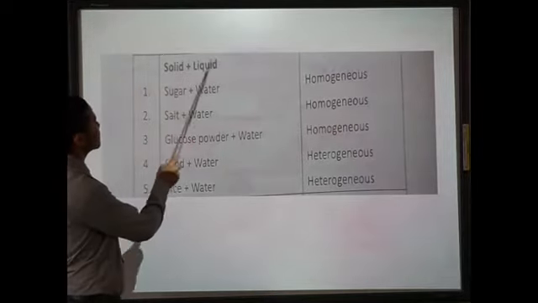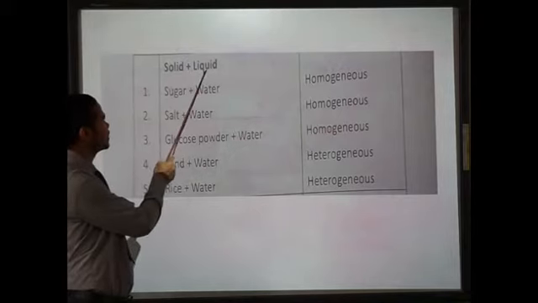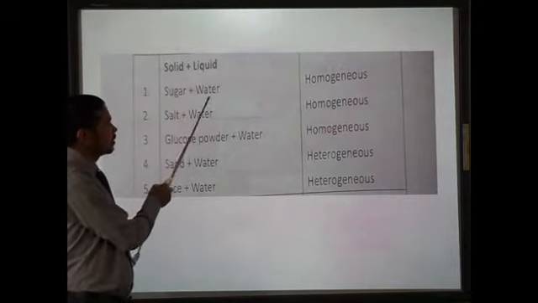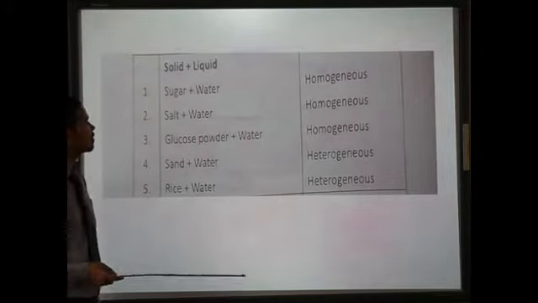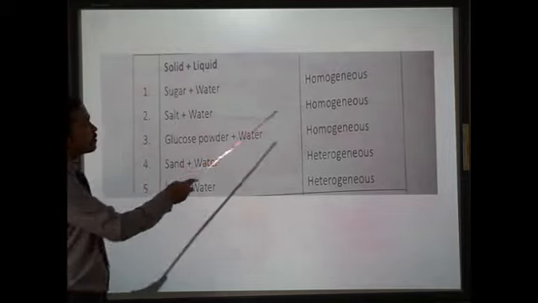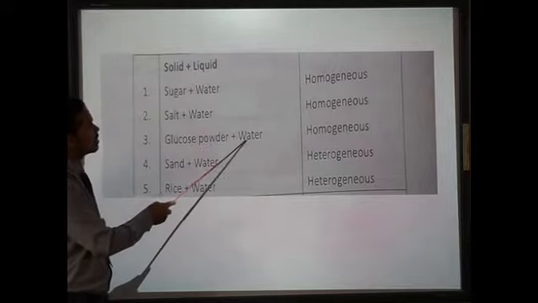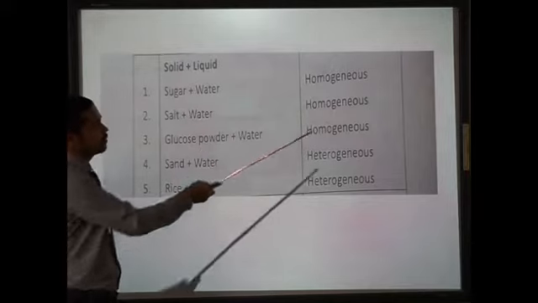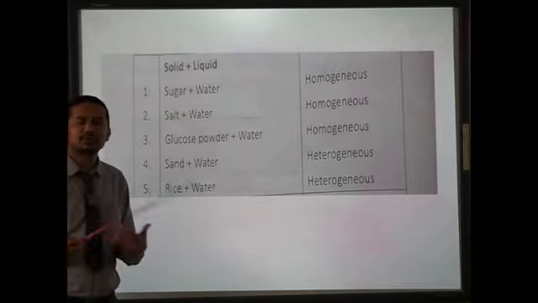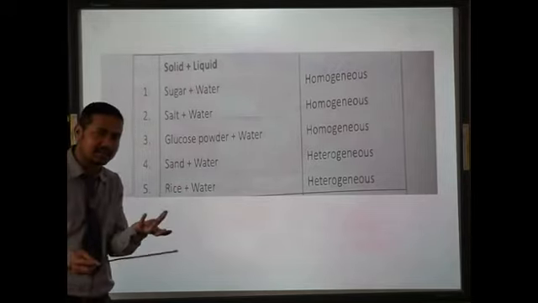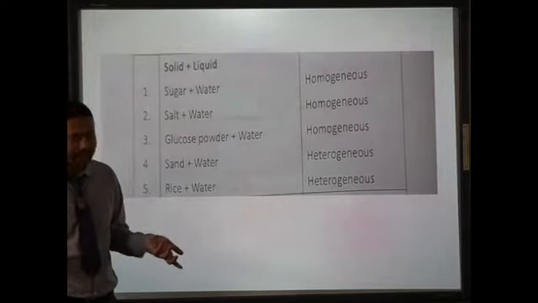Then solid plus liquid mixture. One component is solid, other component is liquid. Sugar, solid, and water, liquid. If you mix, then it forms a homogeneous mixture because it is uniformly mixed. Salt plus water also forms a homogeneous mixture. Then glucose powder is solid and water is liquid. When you mix, they form a homogeneous mixture. Then sand and water. Sand does not dissolve in water, it settles at the bottom. So it forms a heterogeneous mixture because it is not uniformly mixed.